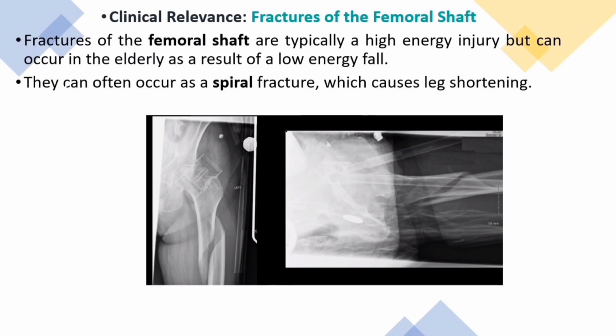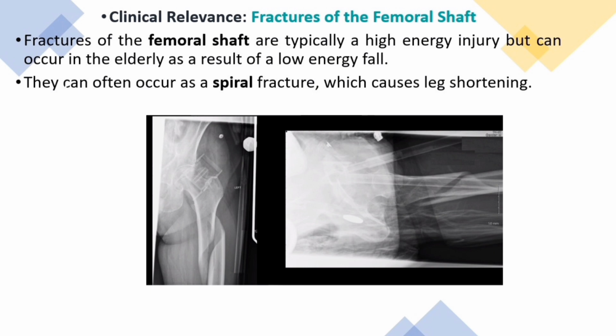Clinical relevance: fractures of the femoral shaft. Fractures of the femoral shaft are typically a high-energy injury but can occur in the elderly as a result of a low-energy fall. They can often occur as a spiral fracture, which causes leg shortening. The loss of leg length is due to the bony fragments overriding, pulled by their attached muscles. As the method of injury is typically high energy, the surrounding soft tissues may also be damaged.